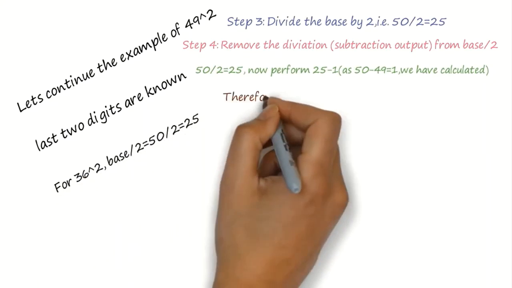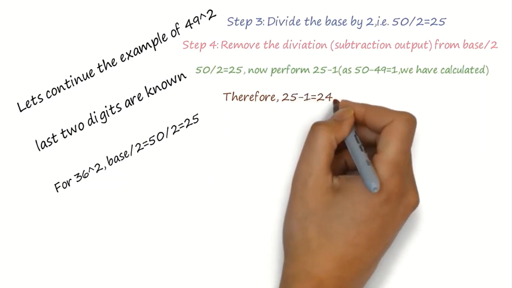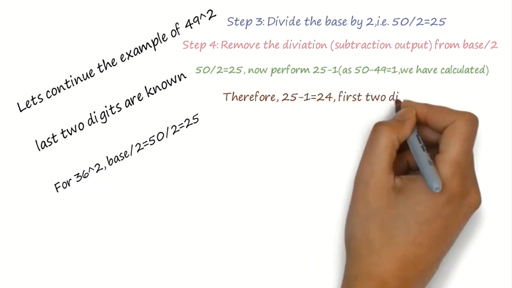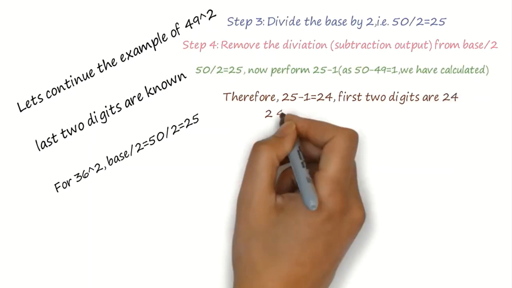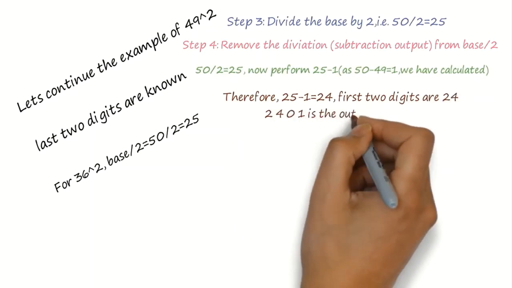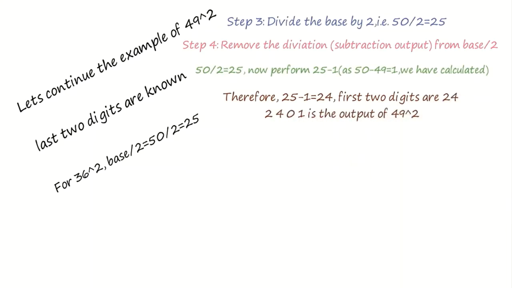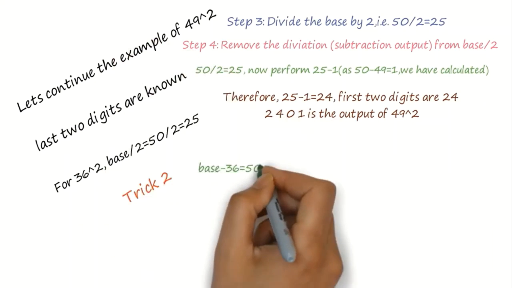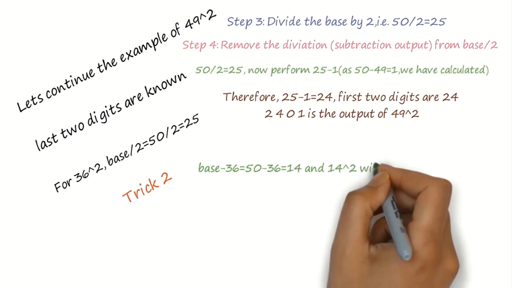And according to step 4, 50 minus 49 is equal to 1, which is the deviation for the first case. And it will be subtracted from 25 and we will get 24. Therefore, 24 is the first two digits and 01 is the last two digits. So, 2401 is the result of 49 square.